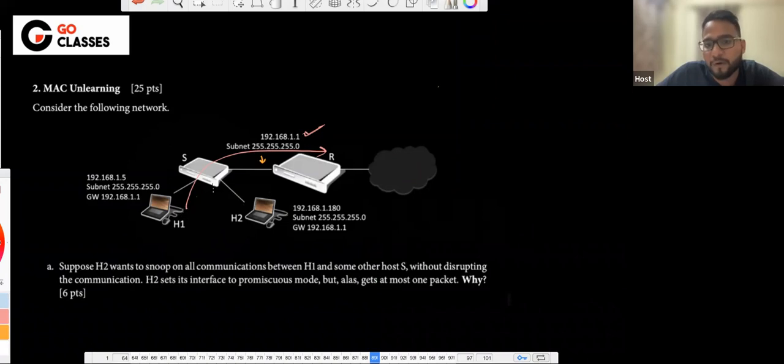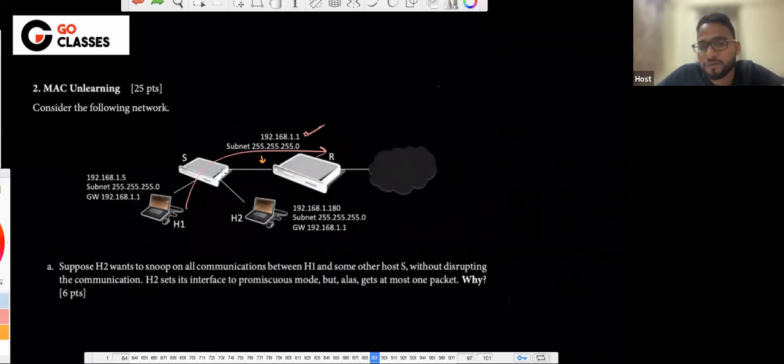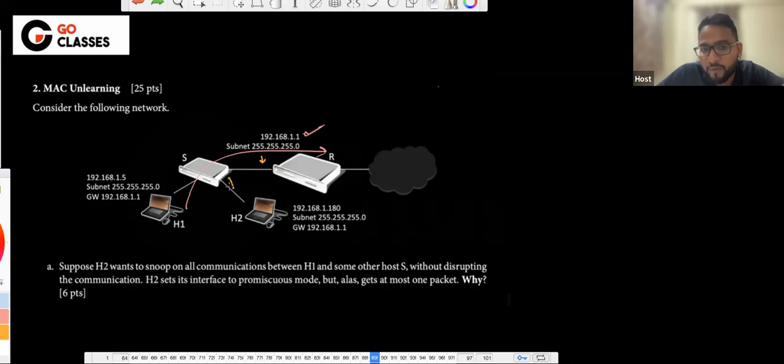So suppose this H1 is forwarding some packet to this router. Now will this host H2 receive it at first, initially? Will this switch forward this packet here also? Tell me. I think yes, right? Initially the switch doesn't know. If H1 is forwarding something to the switch, then the switch doesn't know where to forward, right? So the switch will say, okay, let me forward it here also.